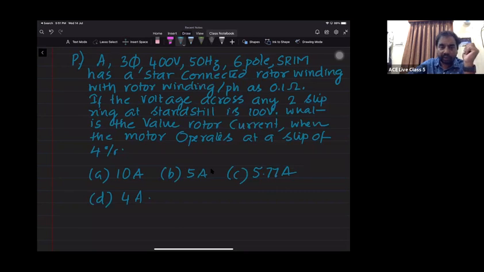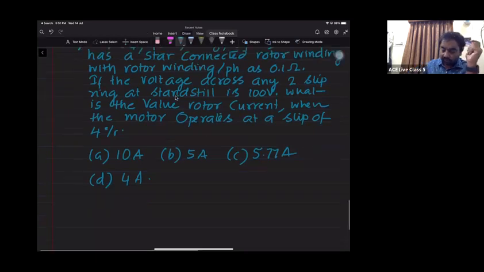Okay, the answer is D. What is D? 4 amperes. Some are giving 5.77, option C, and some 4 amperes, option D. Anyhow, please stop. I'll do it.